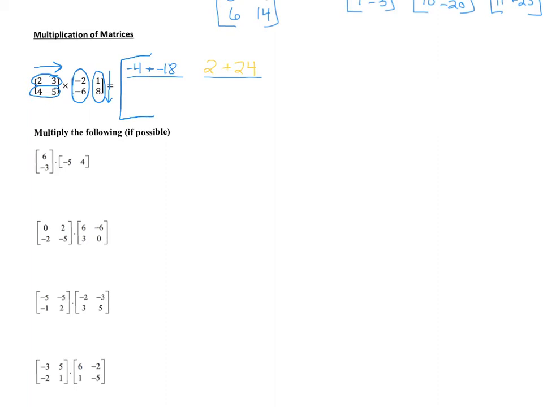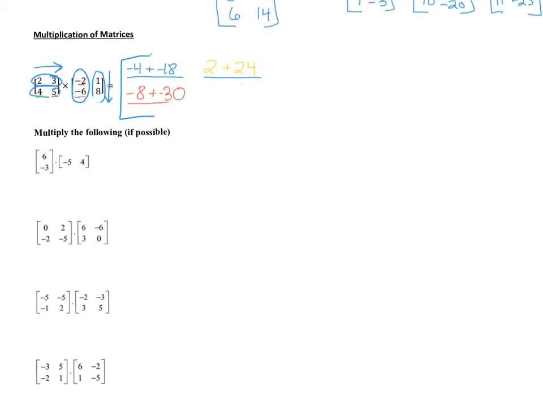Now I want to get the bottom 2 spots in my matrix. So I'm going to use the bottom row of the first matrix and I'm going to multiply it by the first column. So again, I'm going to start back on the left. So I'm going to do 4 times -2, so that's -8, plus 5 times -6, which will give me -30.